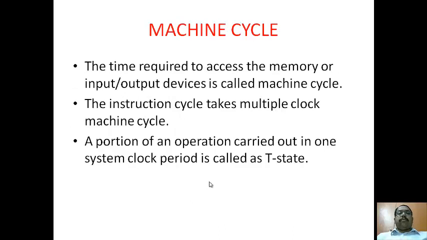Before going into execution of an entire instruction, we should know what a machine cycle is. An entire instruction is not executed in a single stage. It is divided into many stages. Each stage we call a machine cycle. In 8085 there are 5 machine cycles. The time required to access the memory or an input output device is called a machine cycle.